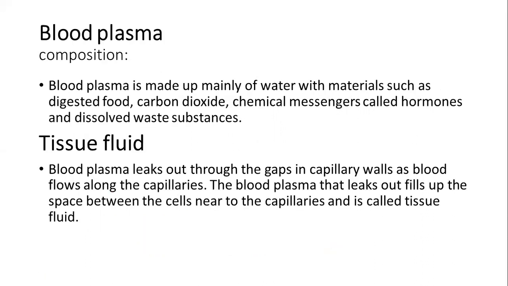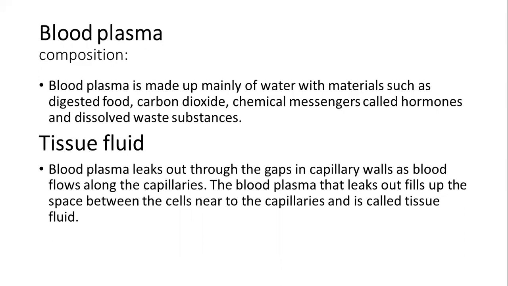Next, we have to discuss blood plasma. It is the pale yellow liquid in which red blood cells, platelets, and white blood cells are present. Plasma is made up mainly of water with materials such as digested food, carbon dioxide, chemical messengers called hormones, and dissolved waste substances. So the pale yellow liquid of the blood is said to be blood plasma. It is mainly made up of water with materials such as digested food, carbon dioxide, hormones, and dissolved waste substances.